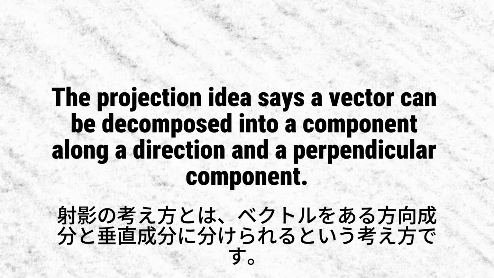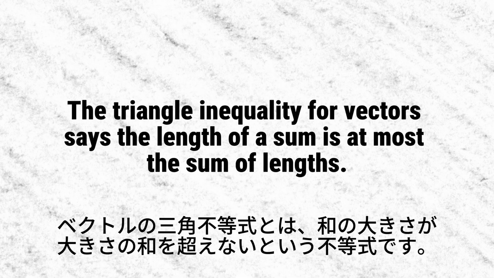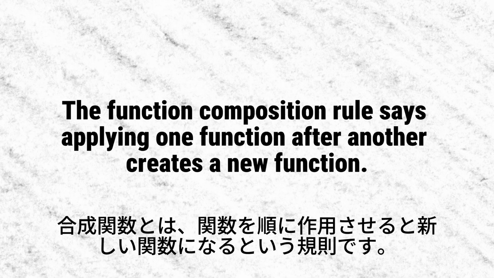The projection idea says a vector can be decomposed into a component along a direction and a perpendicular component. The parallelogram law says the diagonal of a parallelogram represents the sum of two side vectors. The triangle inequality for vectors says the length of a sum is at most the sum of lengths. The function composition rule says applying one function after another creates a new function.